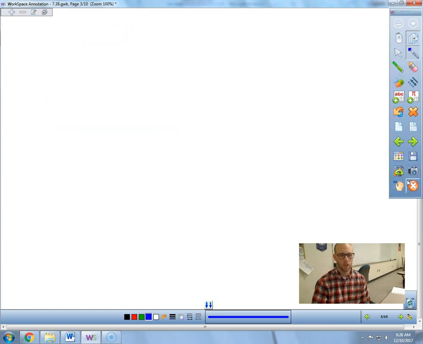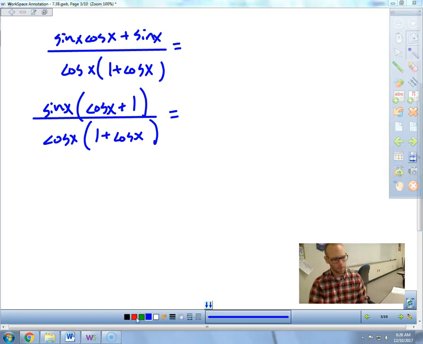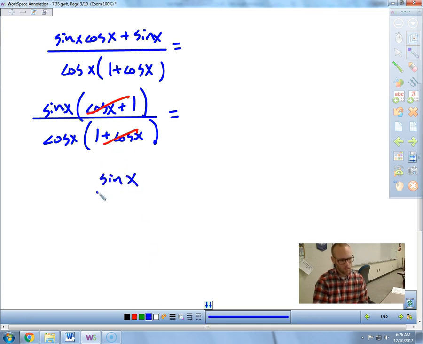Now I could take a step, if you need me to rewrite that using the commutative property and just switching the order of the sum. But I think that everybody in here is well aware that the cosine of x plus 1 is 1 plus the cosine of x. Those cancel. Okay. Leaving me with the sine of x over the cosine of x.